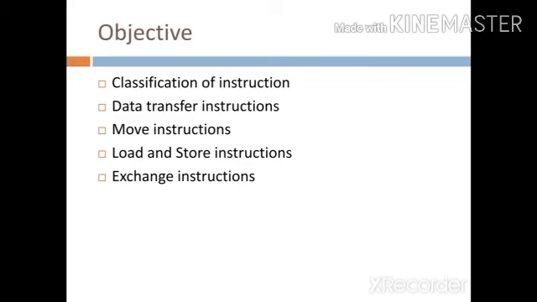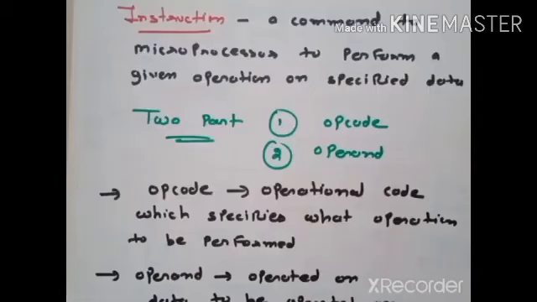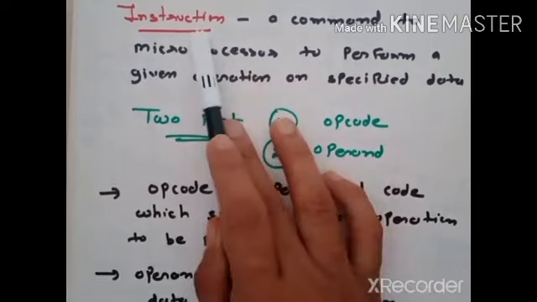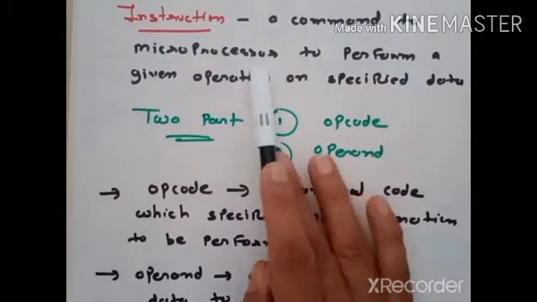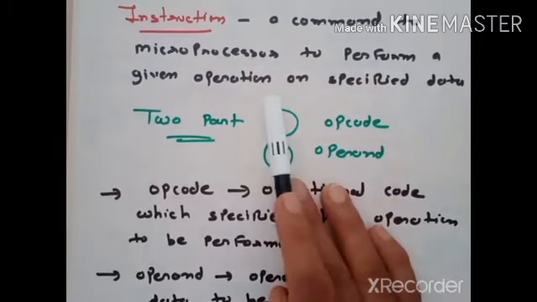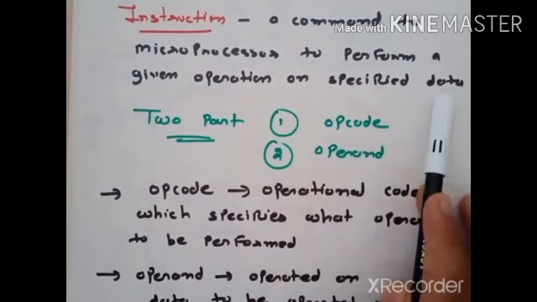Then data transfer instruction. In data transfer instruction, a detailed explanation about move instruction, load instruction and store instruction, and at last exchange instruction. First of all, we start the programming section. So in the programming section, first of all, instruction. So what is instruction? Instruction is a command to the microprocessor to perform a given operation on specified data.